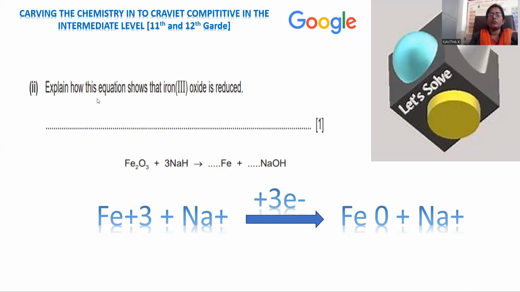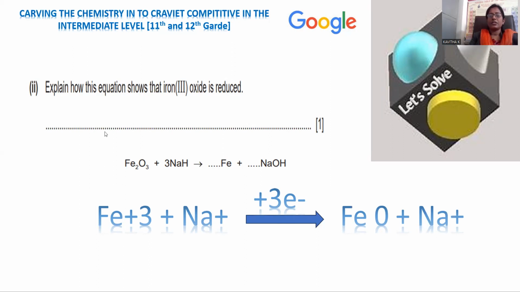Move on to question 2. They're asking for, in this equation, iron plus 3 oxide got reduced. How can we say iron plus 3 got reduced? Initially, it is in ferric oxide form, and finally it converted into iron metal. We can explain its reduction in 2 ways, in terms of electrons and in terms of oxygen. In 2 ways you can define it as the reduction process.